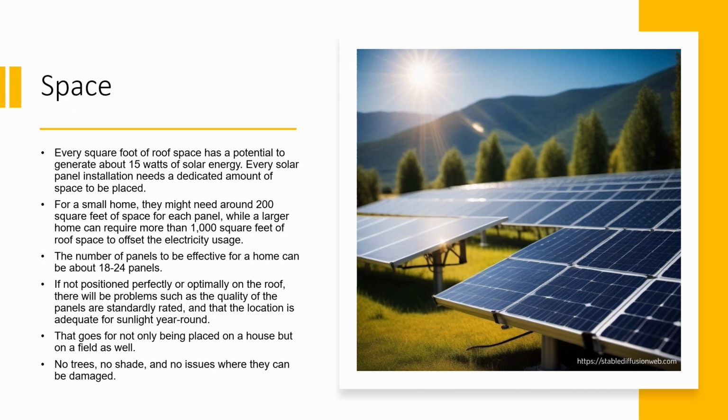For a small home, they might need around 200 square feet of space for each panel, while a larger home can require more than 1,000 square feet of roof space to offset the electricity usage. Also, the number of panels needed to be effective for a home can be about 18 to 24 panels. That is under the circumstance that every panel is placed perfectly on the roof. If they are not positioned optimally on the roof, there will be problems, such as the quality of the panels being standardly rated and the location being adequate for sunlight year-round.